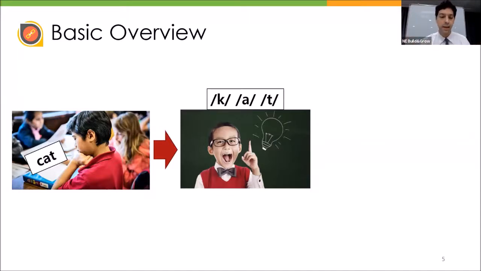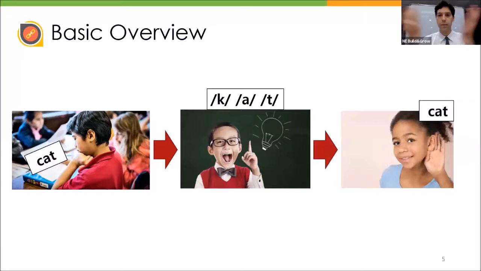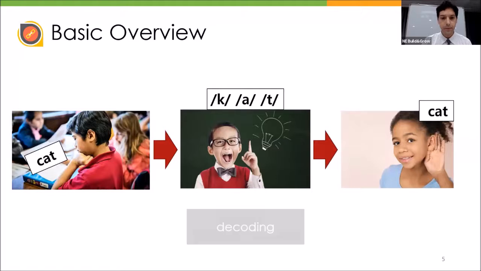So in this case, we have the word cat. So the student is going to read each letter, k, a, t. And finally, this is going to combine into the word cat. Okay, and with the word cat now, they know that they are talking about cat as in an animal, and they can make the connection. So this is what we call decoding, okay?